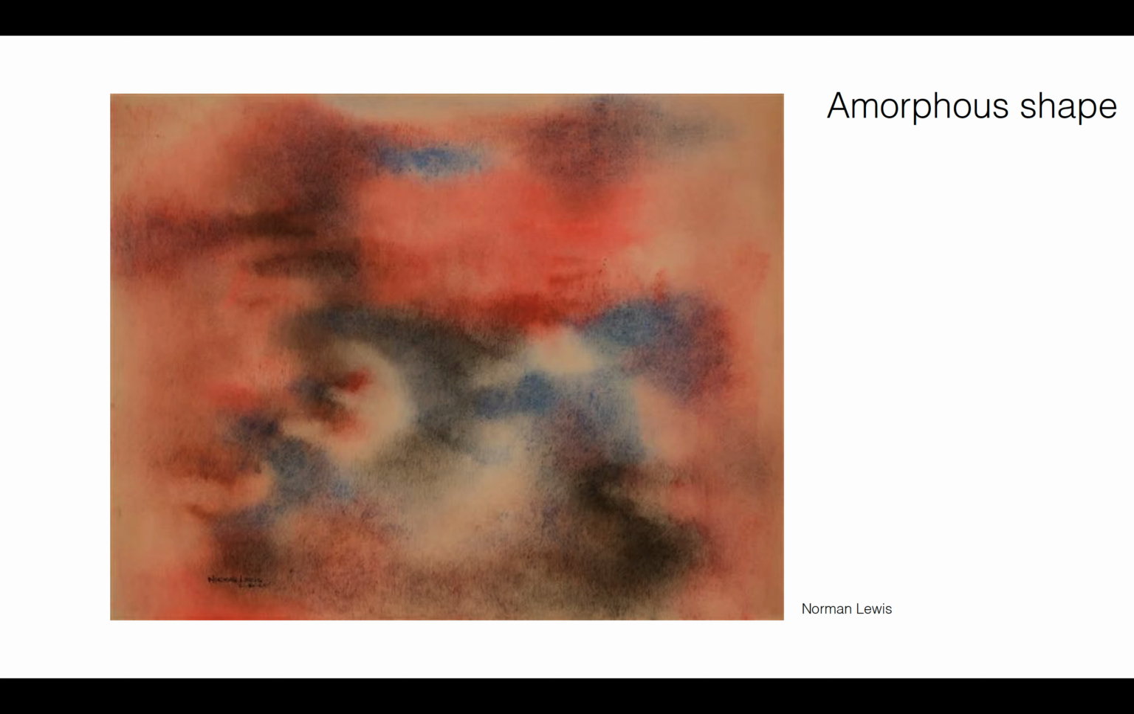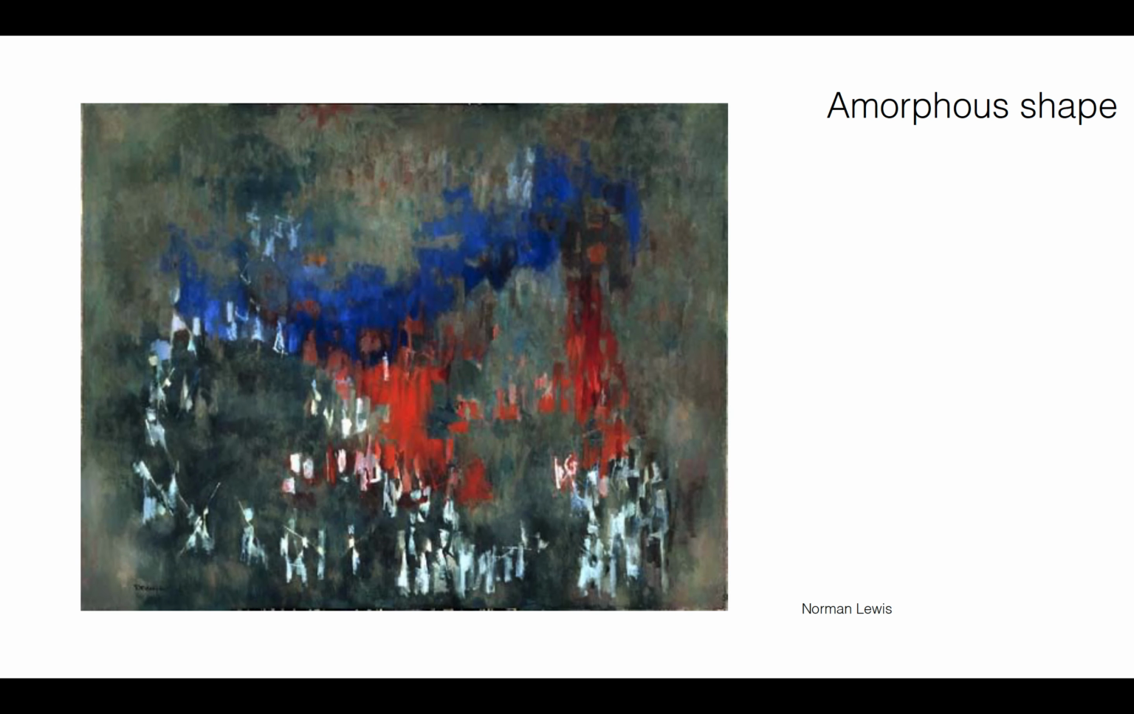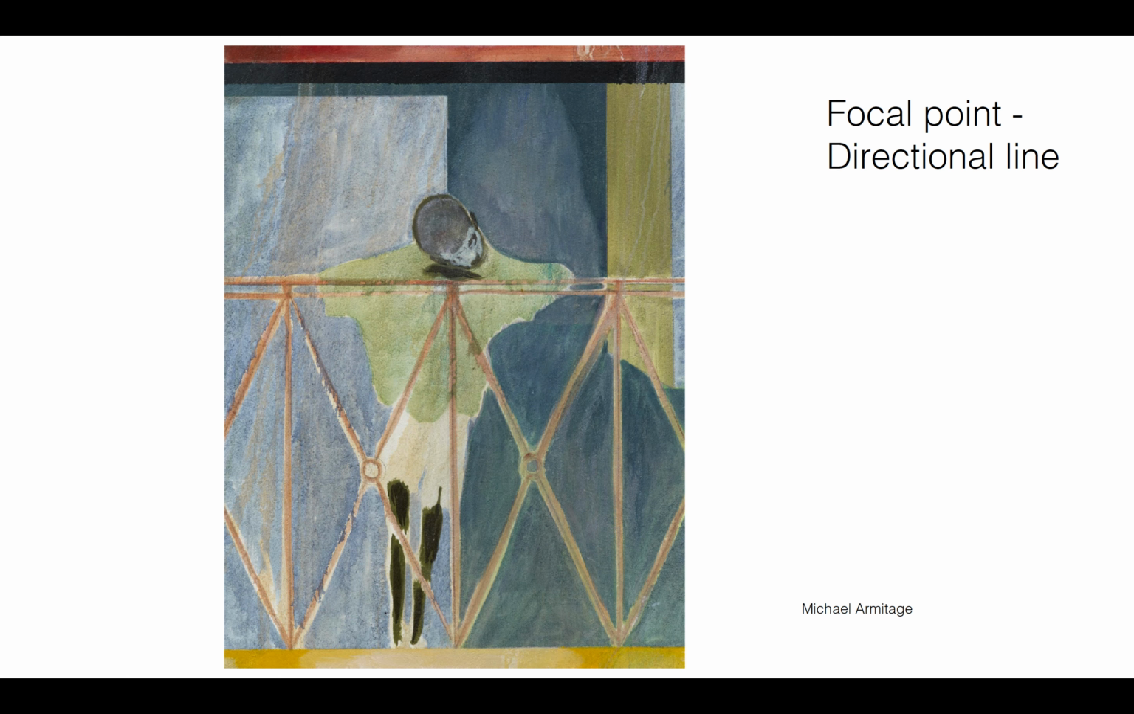In this example by Norman Lewis, you can see that shape isn't very clearly defined. So it's a little bit more hazy in some ways. It might be something that feels a little bit organic, but doesn't quite fit into one category or the other. It's a little bit more of an ambiguous shape. So these are the types of shapes that you're going to be working with in your next project for cut paper. The other thing that you're going to be working with in your compositions is establishing a focal point.